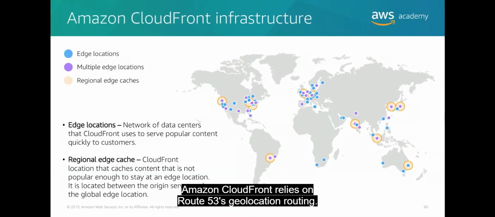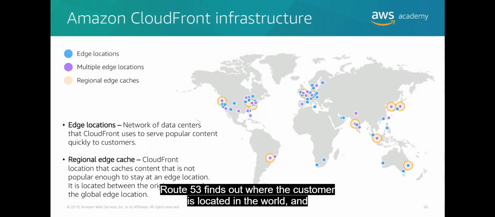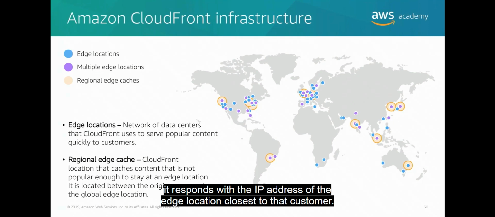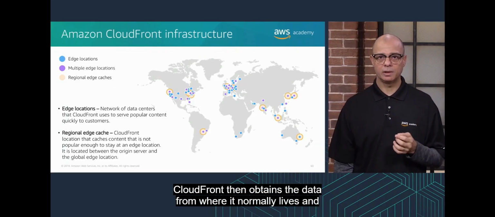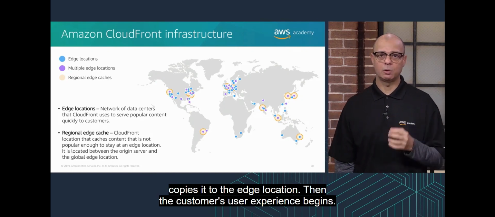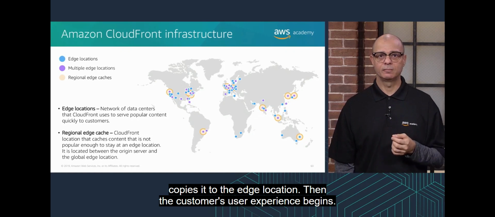Amazon CloudFront relies on Route 53's geolocation routing. Basically, a customer makes a request, Route 53 finds out where the customer is located in the world, and it responds with the IP address of the edge location closest to that customer. CloudFront then obtains the data from where it normally lives and copies it to the edge location. Then, the customer's user experience begins.